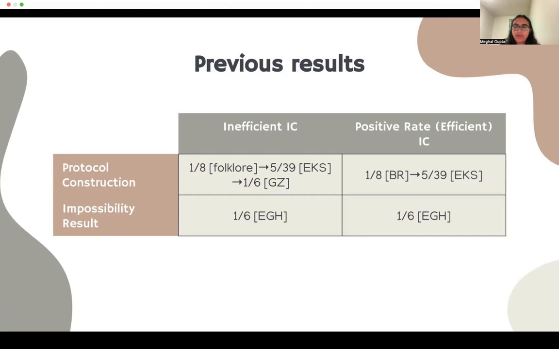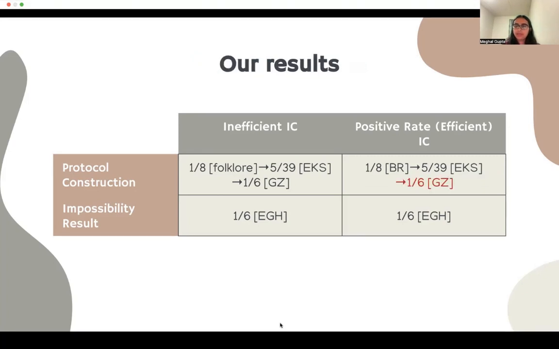On the other hand, in the positive rate side of it, even getting 1/8 in that setting is pretty non-trivial and was shown by Braverman and Rao in 2011. And then the EKS paper does actually get positive rate as well. Also, a 1/6 upper bound is known in both settings. The thing that was missing was the final piece, which is to get 1/6 in the positive rate setting. So that is the main result of this talk.